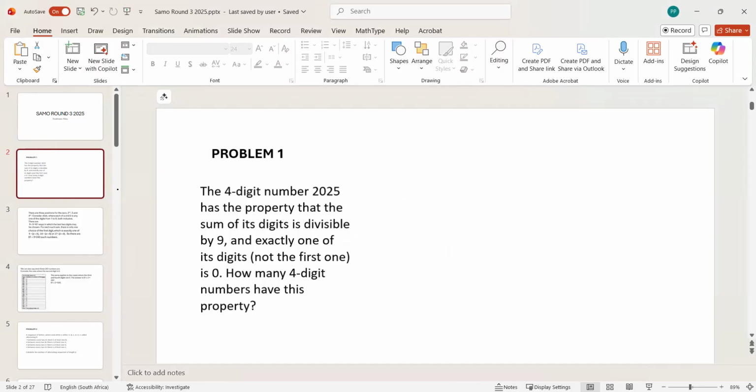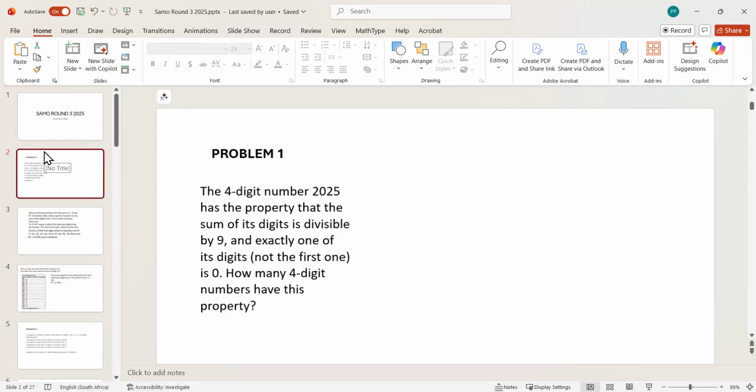This problem says that the 4-digit number 2025 has a property that the sum of its digits is divisible by 9, which makes the entire number divisible by 9. It is a test for divisibility. You add all the digits, that sum is divisible by 9, and the original number is divisible by 9. This particular number has exactly one of the 4 digits being 0, but not the first one, obviously. It's a 4-digit number. The question is, how many 4-digit numbers have this property?